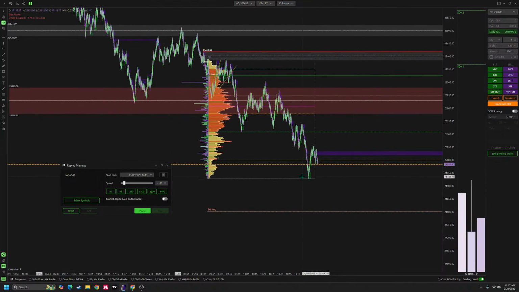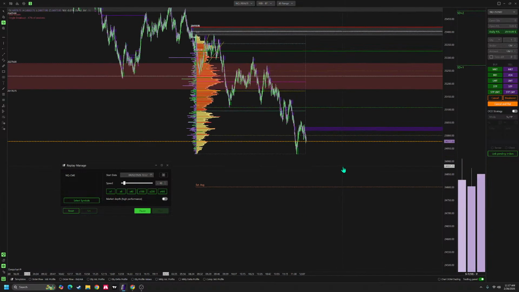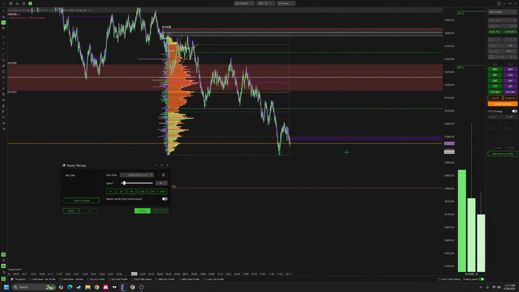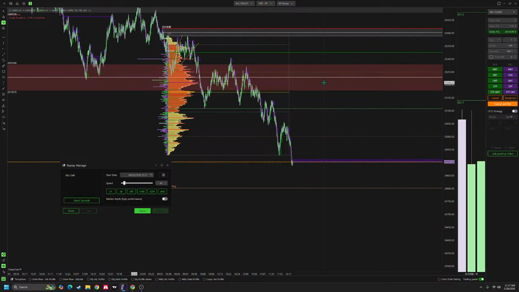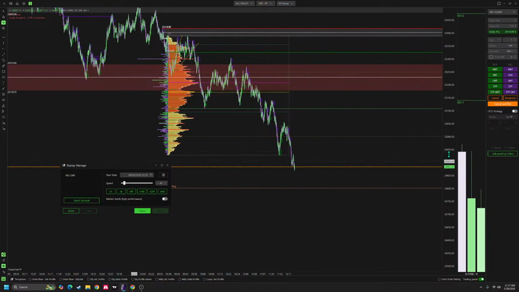So if we had some green effort zones print here, obviously I'm not going to take it. I already made my money for the day. I'm out. I would likely take a trade back up to the top. And I'm not looking for a small effort zone. I'm looking for a big green rectangle effort zone.